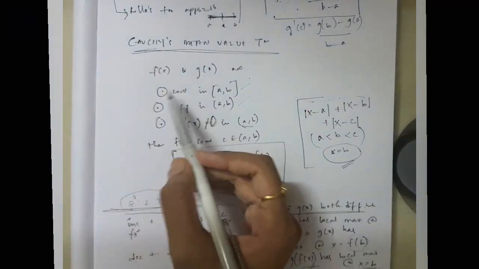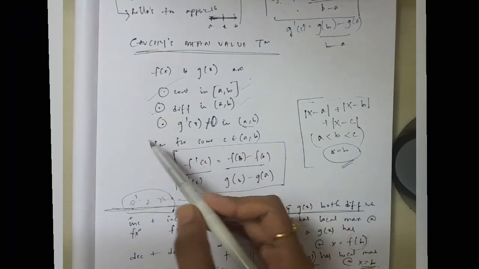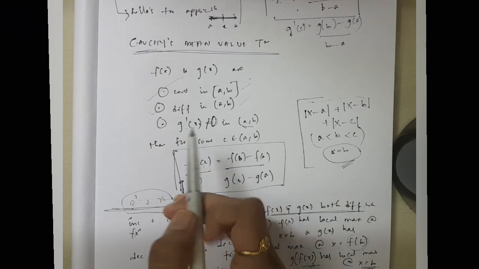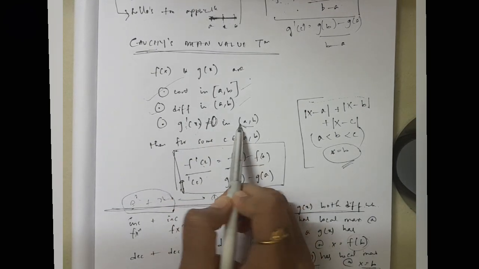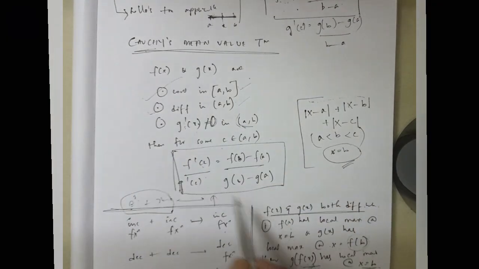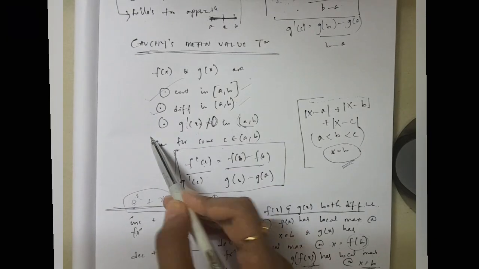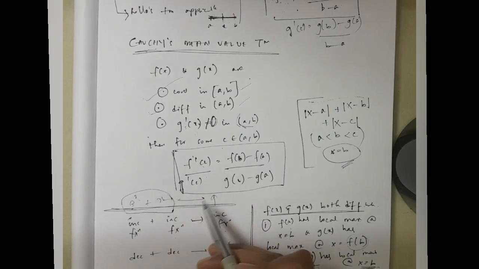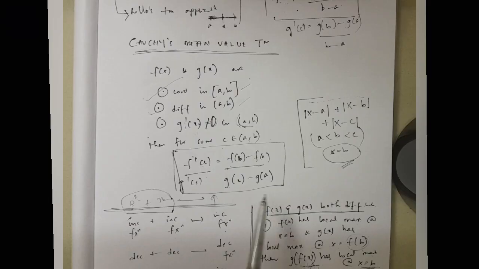Cauchy's mean value theorem has the same conditions, that the function needs to be continuous in closed a to b, differentiable in open a to b, and the slope of x, rather the slope of g at x is not 0 in any value of x in the interval a to b, right? So when these three conditions are satisfied, we could say that f dash of c over g dash of c is equal to f of b minus f of a over g of b minus g of a.